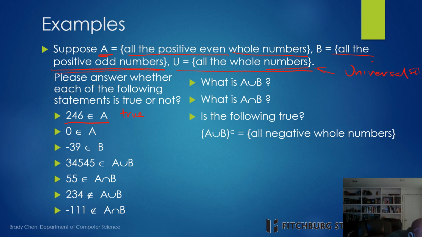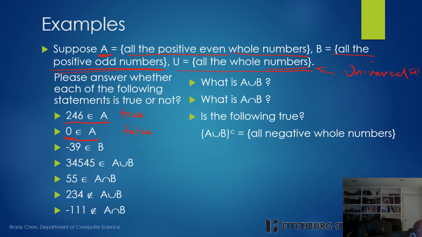Or, does 0 belong to A? Again, A is all the positive even whole numbers. Now, is 0 a positive or even number? It looks like 0 is an even number, but it's not positive. So 0 is definitely not in A.